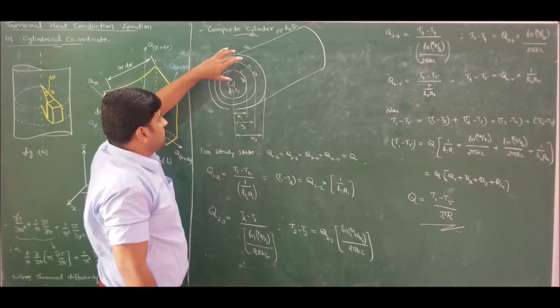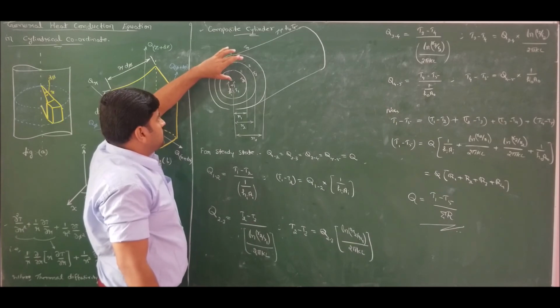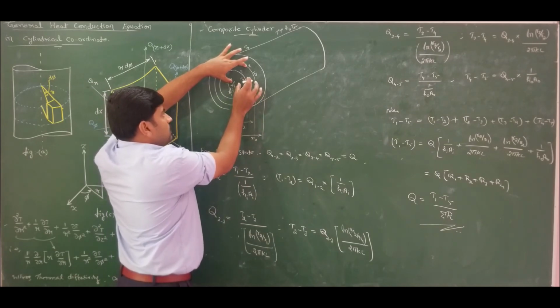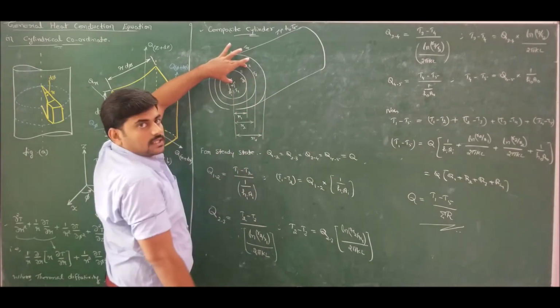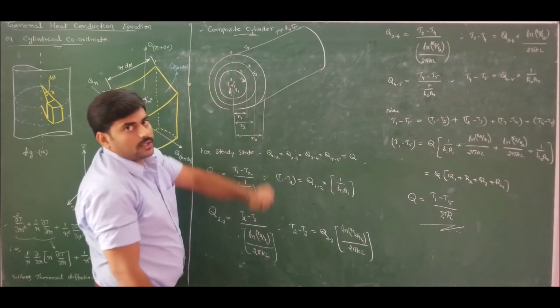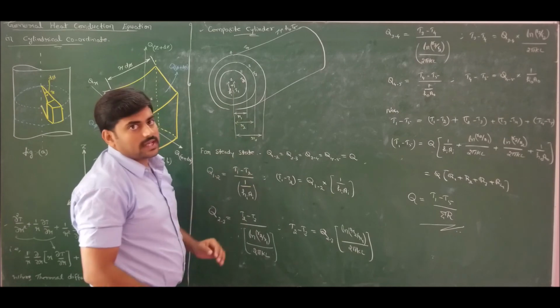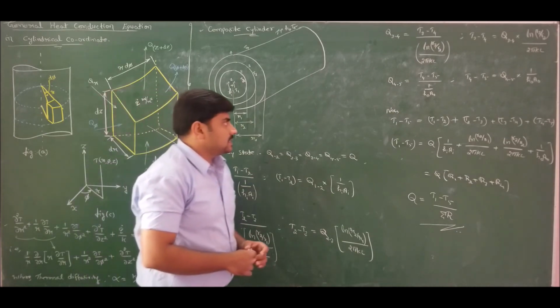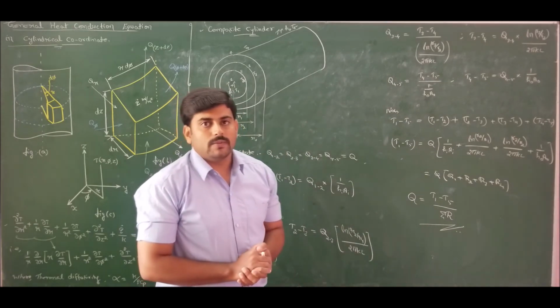That is, if I want to analyze the points 1 and 3, then Q is equal to T1 minus T3 divided by, we have two resistances, resistance due to convection and resistance due to conduction. That will become T1 minus T3 divided by R1 plus R2. So by using this, we can solve problems on composite cylinders. So this is very important to address numerical problems.